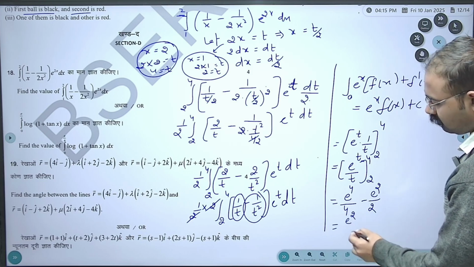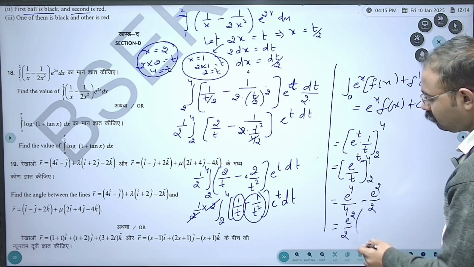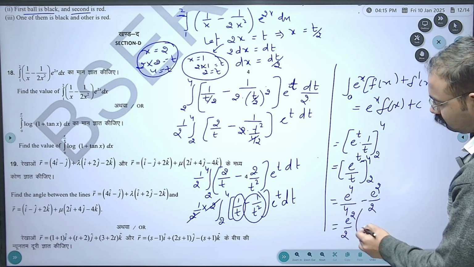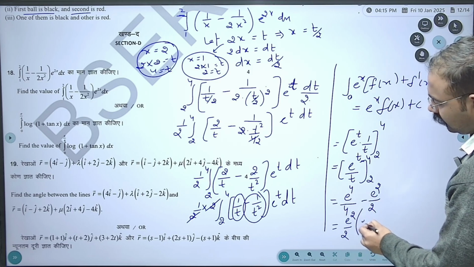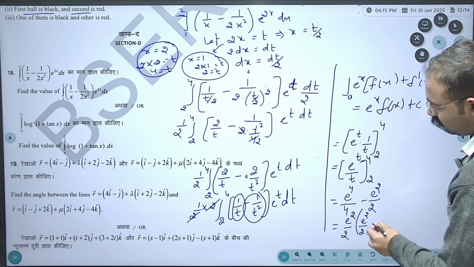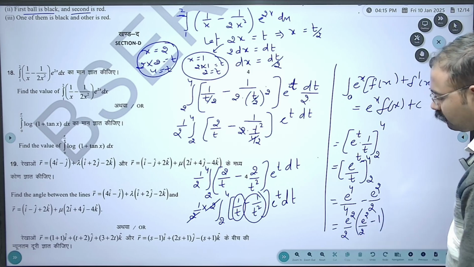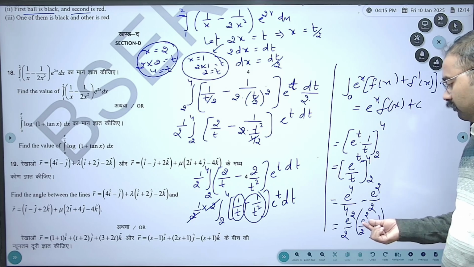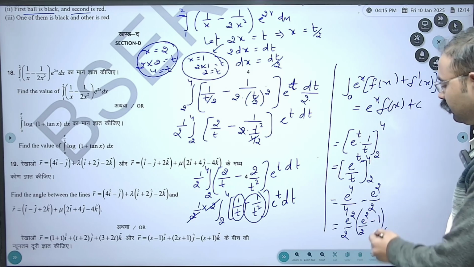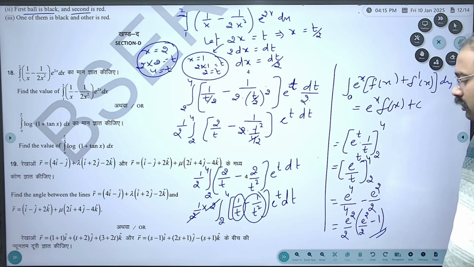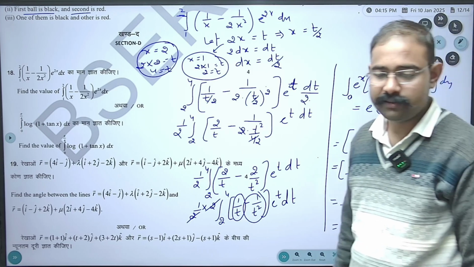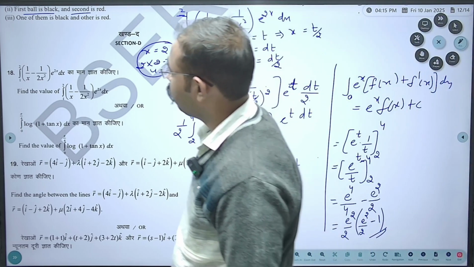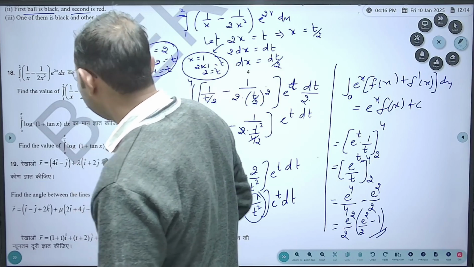E square upon 2 is common. Here we will have e square upon 2 minus 1. Or once again we can take LCM of this bracket and this will be e square minus 2. This will be our correct answer. This was question number 18 and its OR part.